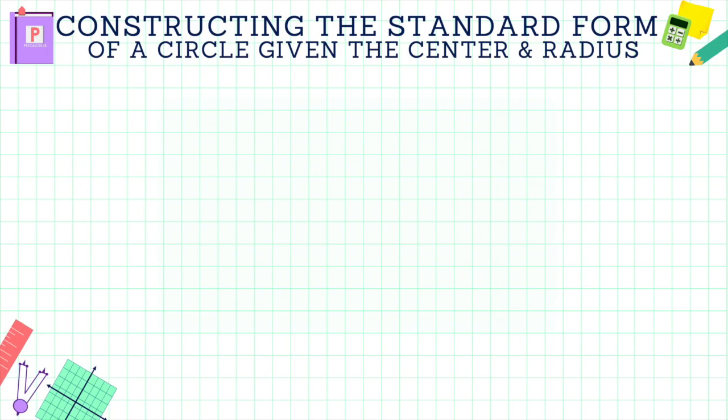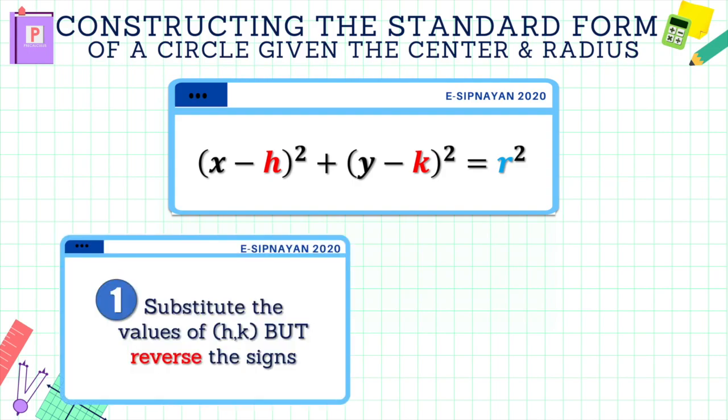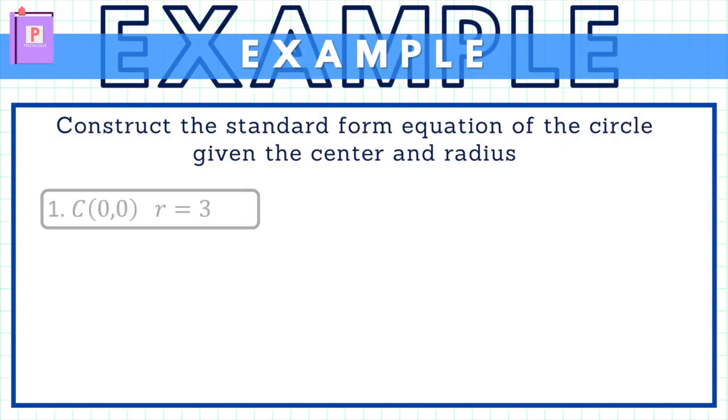So constructing a standard form is easy given the center and the radius. Knowing the format of a standard form will be very helpful. All we have to do is substitute the coordinates of the center, but please keep in mind that it should be in reverse signs when we are substituting it into the standard equation. As for the radius, all we need to do is get the square of the radius for it to be in standard form. So for example, we have the following center and radius.